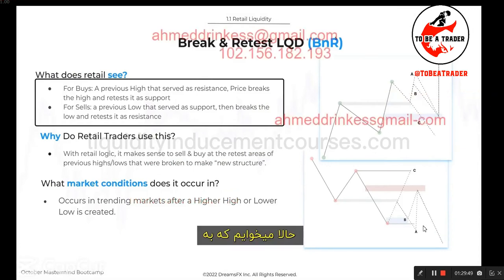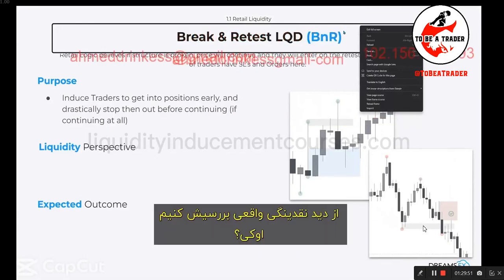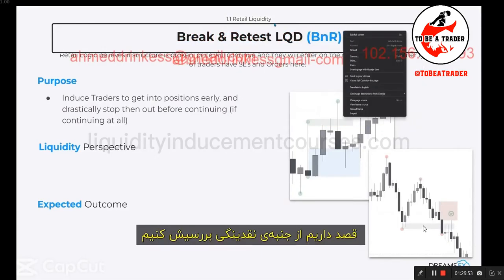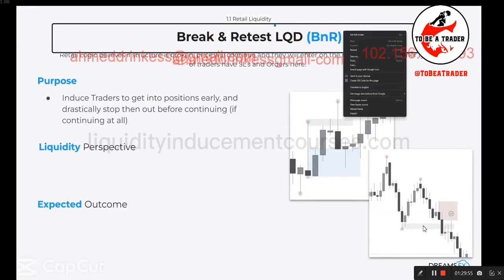So now we're going to be going into the actual liquidity perspective of it. We're going to be going into the liquidity side of it.